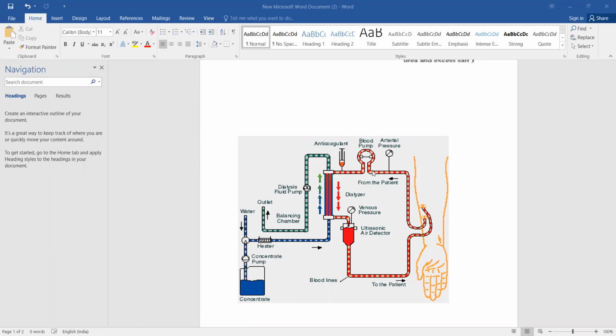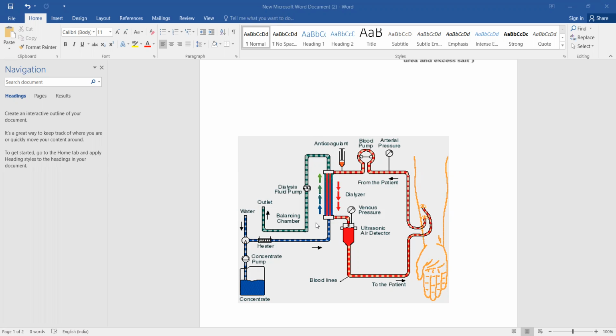So this is where your blood comes. It goes through this. And suppose the blood clots, it'll never pass through this. It'll never come out of this. It'll stay inside if the blood clots, okay? So it'll go through this and go back.